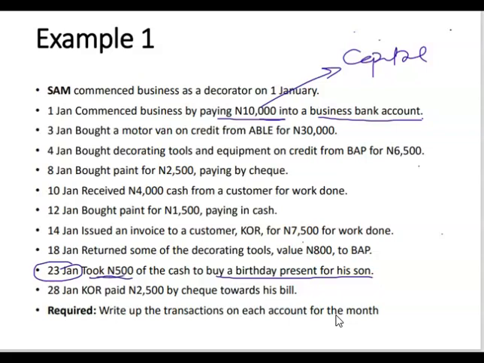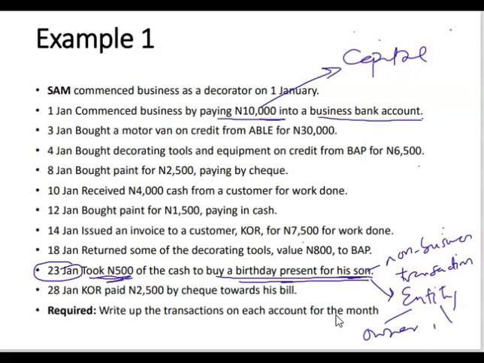Now, he's now taking 500 naira from the business for what? Present. This is not what? Non-business transaction. This transaction is not business related. Because this is for what? For his son, it's a private transaction. And the entity concept says the business is different from the owner. Owner and what? And the business. To have used this money for his son's birthday, and that transaction is not business related, he is going to impact on his capital.